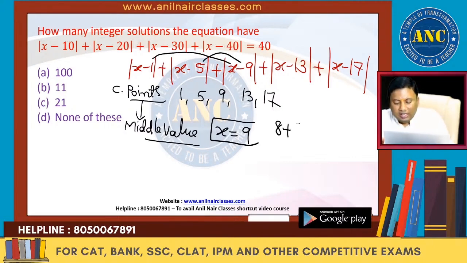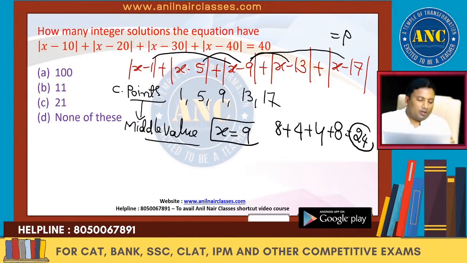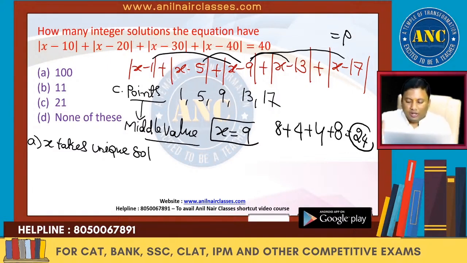From 5 to 9, he will travel 4. From 13 to 9, he will travel 4. From 17 to 9, he will travel 8. 16 plus 8, it is 24. That means equivalent to p-value. The first question, x takes unique solution. He takes a unique solution at what value? When p equivalent to 24. What is that value? It is nothing but x equivalent to 9.